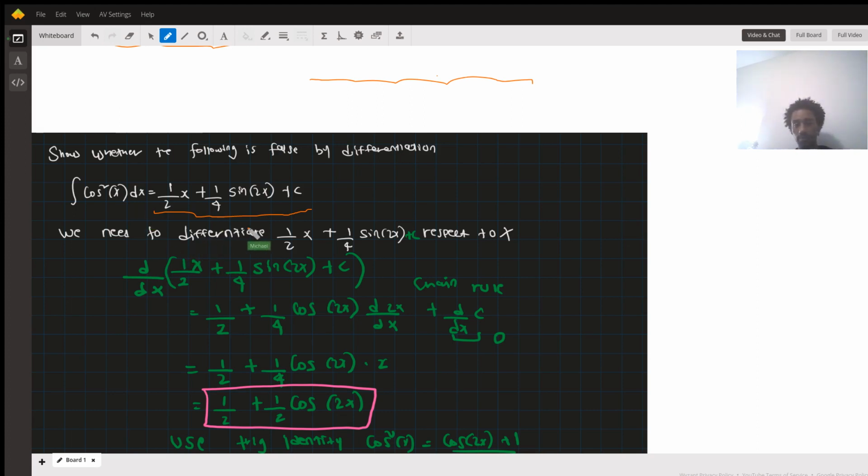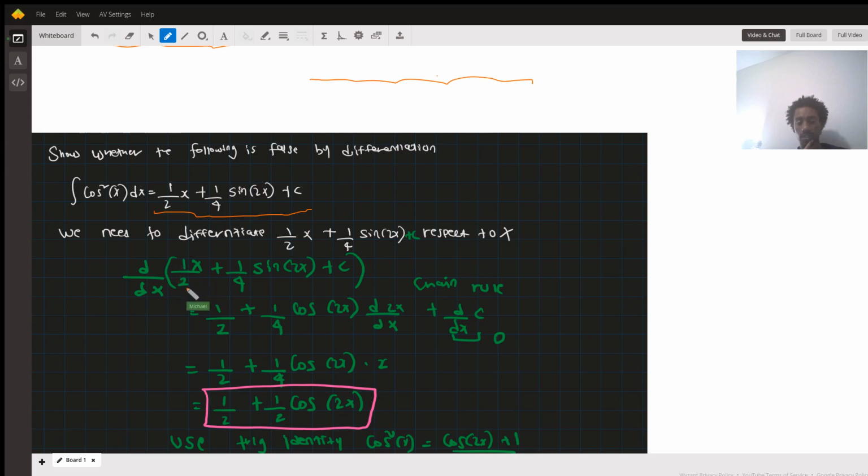So let's see. We need to differentiate with respect to x since the integral is with respect to x as well. When we take the differentiation of the right side, it would look like this, right? d/dx of 1 over 2x plus 1 over 4 sine 2x plus c. C is just a constant because this is an indefinite integral. That's why we just have a constant c. If this was a definite integral, we would have no c and there would be some value for the limits.